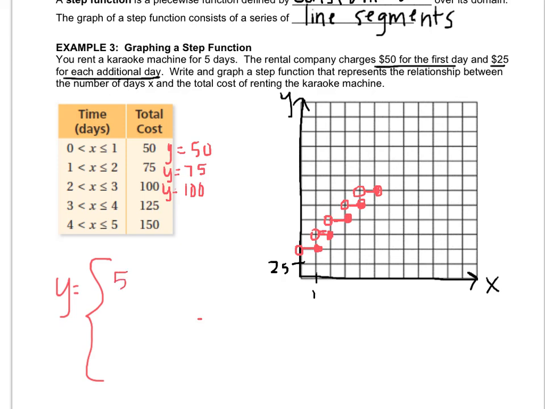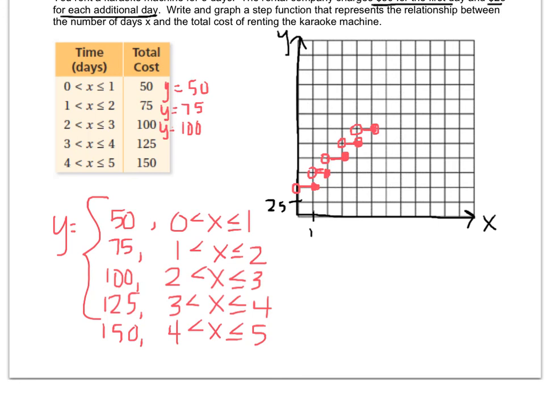Now I have the line y equals 50, but it's only when 0 is less than x, which is less than or equal to 1. Then I've got 75, but it's only between 1 and 2, and so on. So that's what my piecewise function looks like. And you don't usually label on the graph, you usually just write it off to the side because there's a lot of graphs involved, or a lot of equations involved.